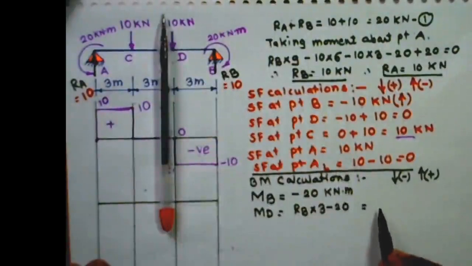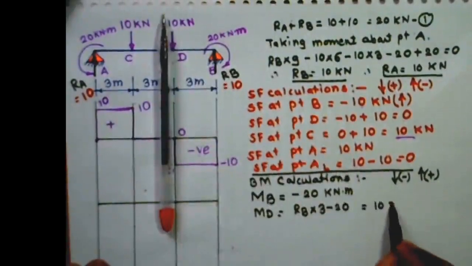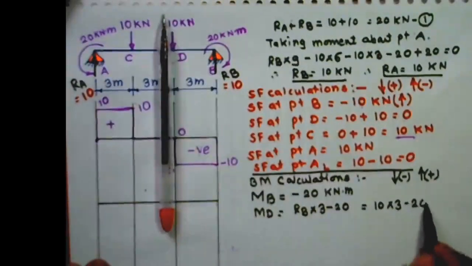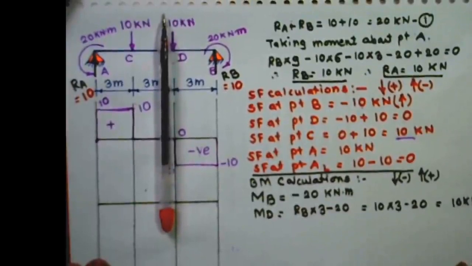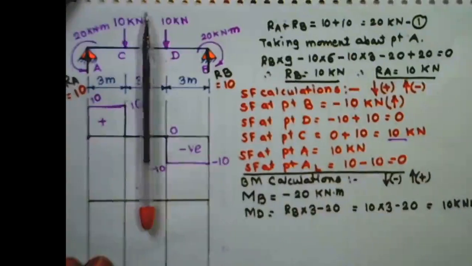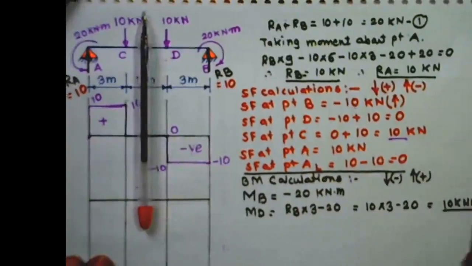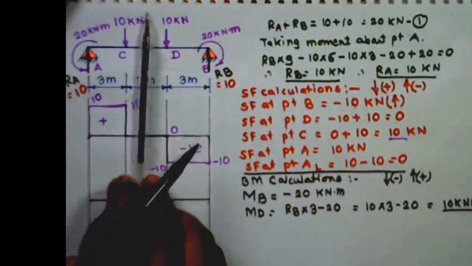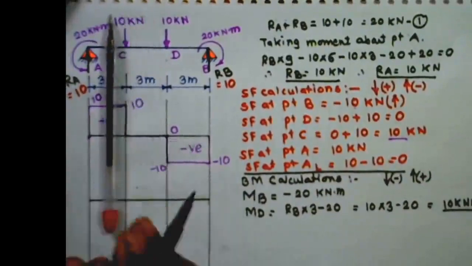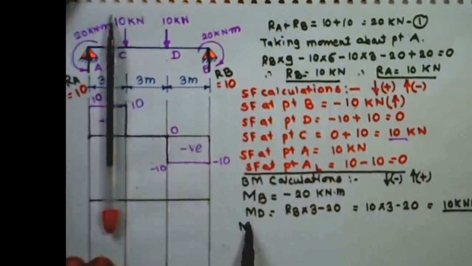So what is the value of RB? 10 into 3 minus 20 is equal to 10 kilonewton meter. 10 kilonewton meter bending moment is acting at point D. Now move forward to point C. So, bending moment at point C.